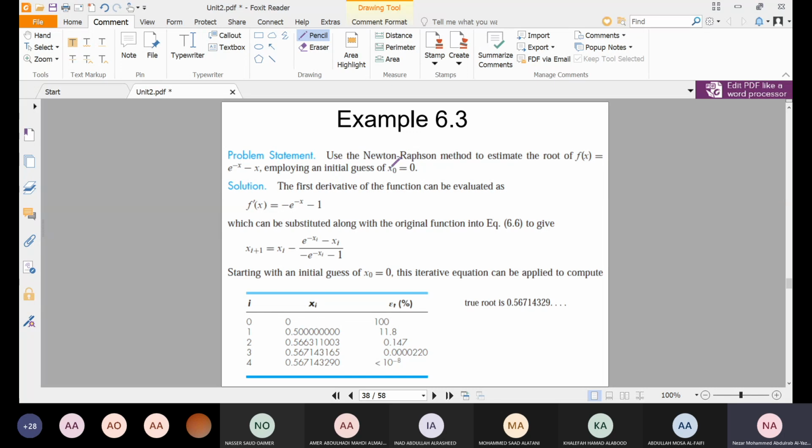Here, for example, use the Newton-Raphson method to estimate the root of this one. So you have here the initial guess, and this will be the solution. This will be the estimate that we compute. Okay, this is the estimate. We started from 0. This will be the new estimate, and then the second iteration, the fourth iteration, like this. Okay, and the true value here, you can see, is 0.5671439. So here the relative percentage true error is less than 10 to the power of minus 8.